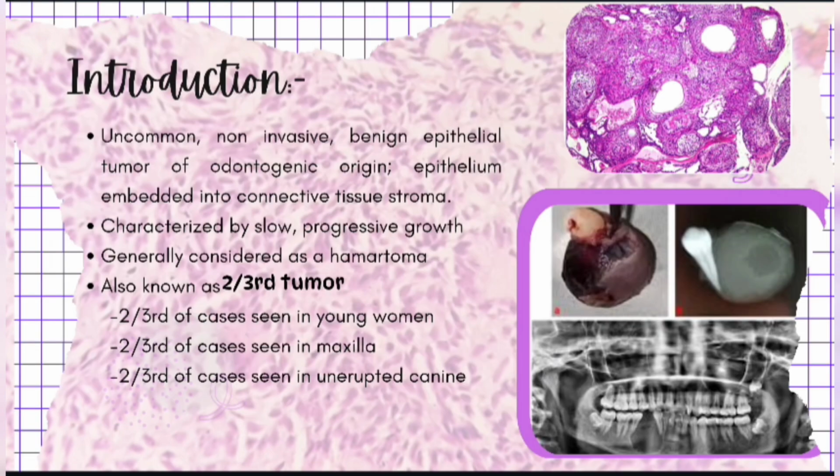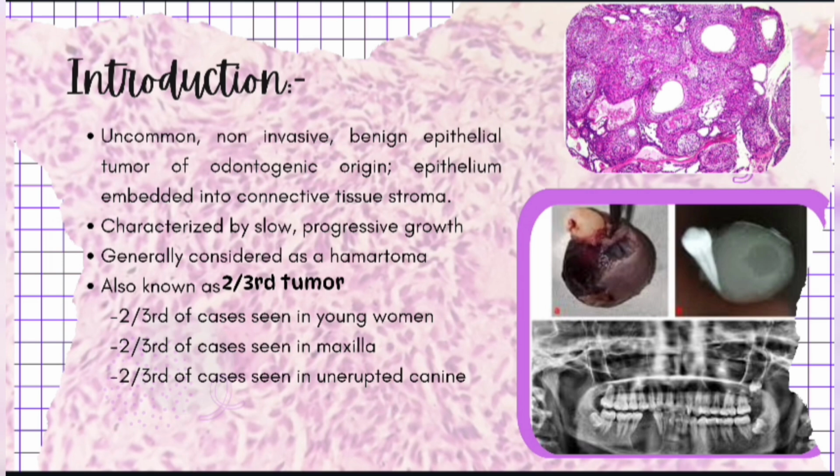So, for introduction, I would say that it is an uncommon, non-invasive, benign epithelial tumor of odontogenic origin, epithelium embedded into the connective tissue stroma. Odontogenic tissues are those which form the teeth or the structures associated with teeth, that is enamel, dentine, pulp, cementum, gingiva also, characterized by slow progressive growth. As it is a benign tumor, it is slow growing and has progressive growth. It is generally considered as a hamartoma.